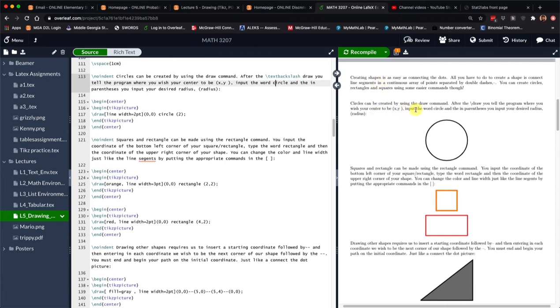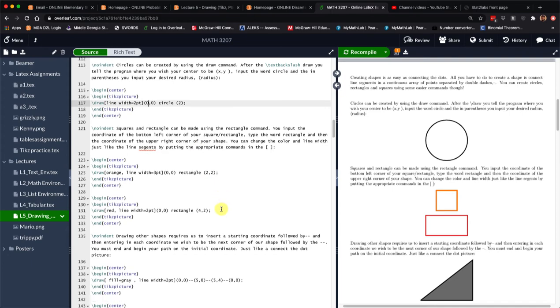Circles can be created by using the draw command. After the draw, you tell the program where you wish your center of the circle to be, your XY coordinate input, and the word circle, and in parentheses you input your desired radius. So for this first circle here, I did a begin and center as I've been doing. Begin Tikz picture, I did a simple draw with line width equals 2 points. I made my line width 2 point thickness, and I set the center at 0, 0 on my drawing pad, if you will, and did circle after that, and then did 2, so the radius is 2. So that's it. Simple. Circles are pretty simple to get.